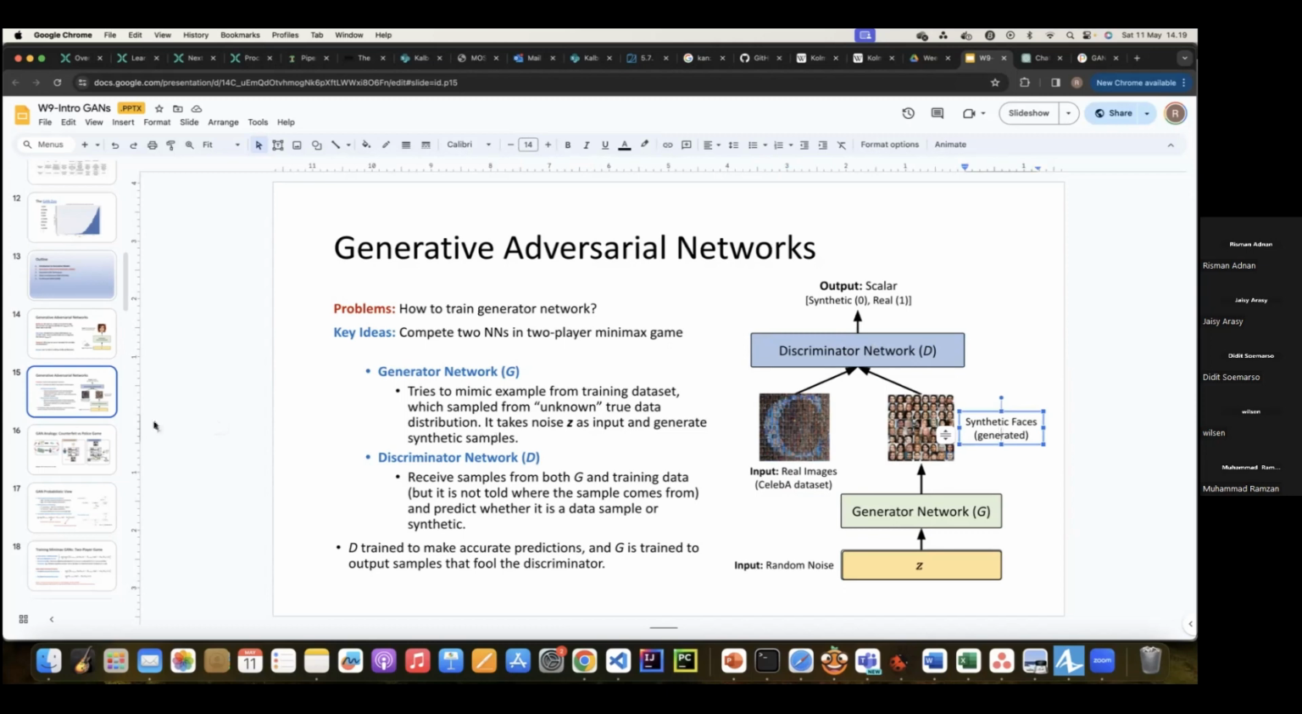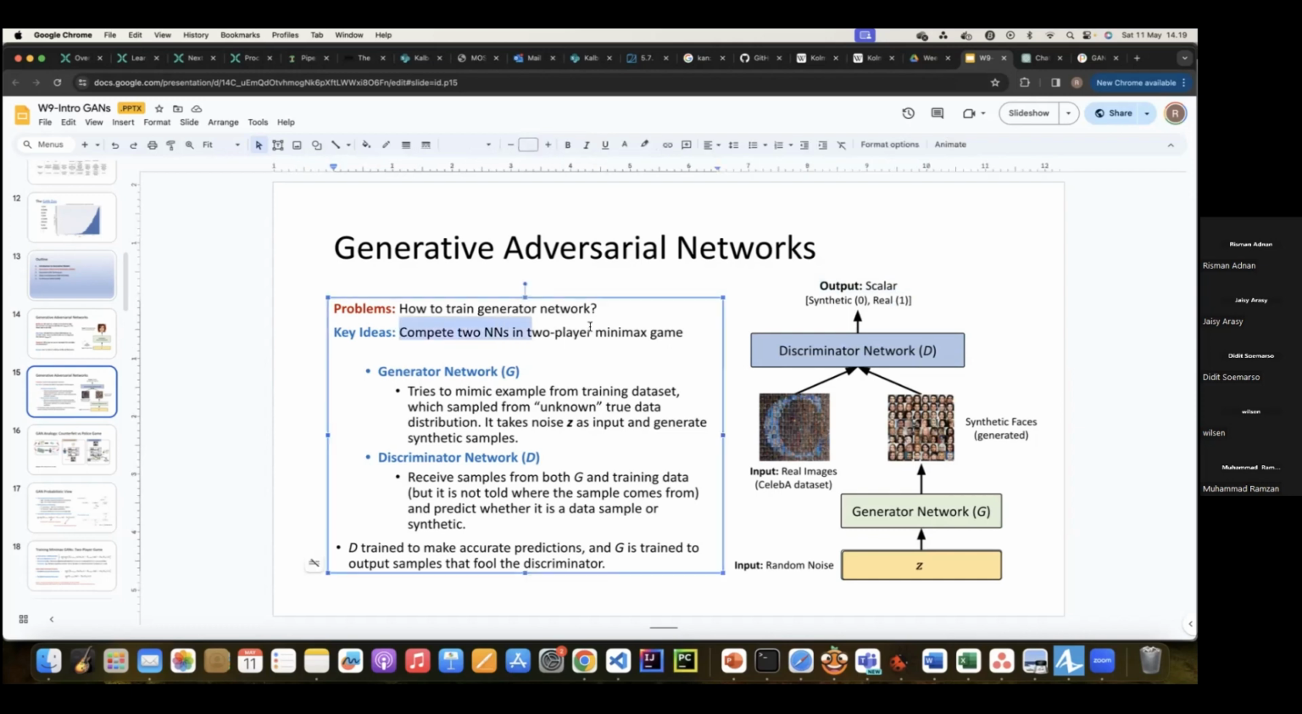So the generator tries to mimic examples from the data set, yeah? Samples from an unknown probability distribution. And the discriminator receives samples from both real images and the generator output. And the discriminator has to output a scalar that tells you, is it real or is it synthetic?